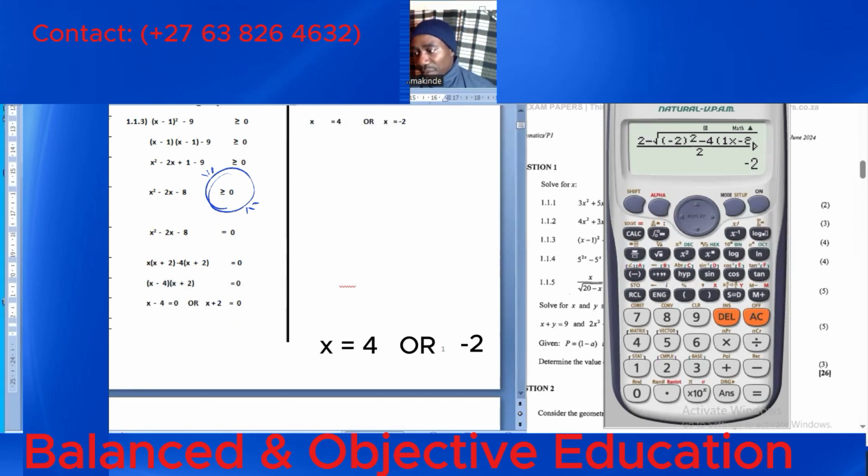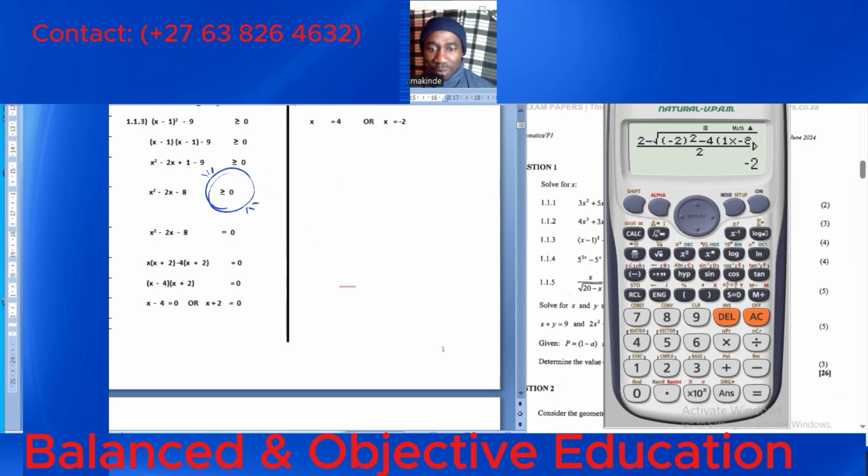Now, we have to be careful here. Remember, we are dealing with greater than or equal to. So we are not dealing strictly with equal to. If you are dealing with an equal sign, then this will be your final answer. But you must remember this inequality here. So that means that this is not the end of the solution.